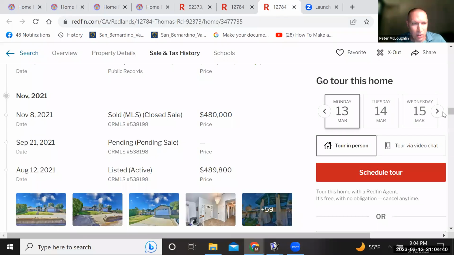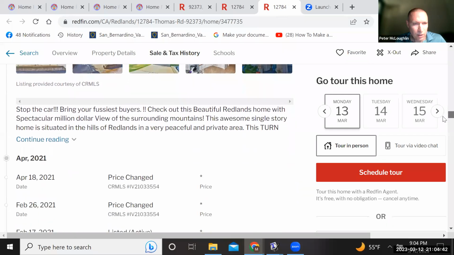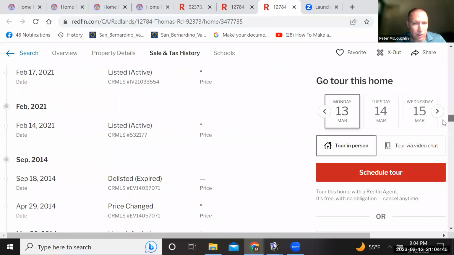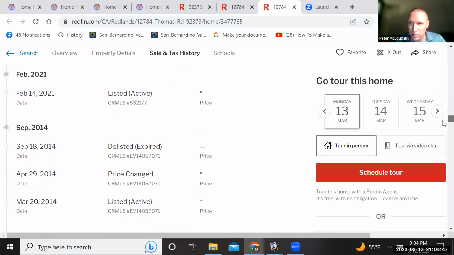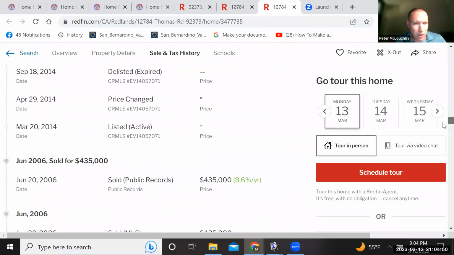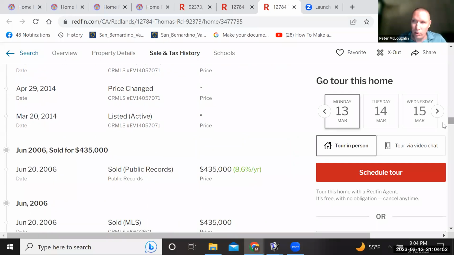So if you go down to the next selling point. In 2014 it was listed and delisted, so nothing sold, but in 2006, it sold for $435,000. If you remember, 2006 was the height of the last housing bubble, and in 2008 we went into the Great Recession caused by the bursting of the housing bubble. So this is the height of the last housing bubble. It was June 2006, $435,000.